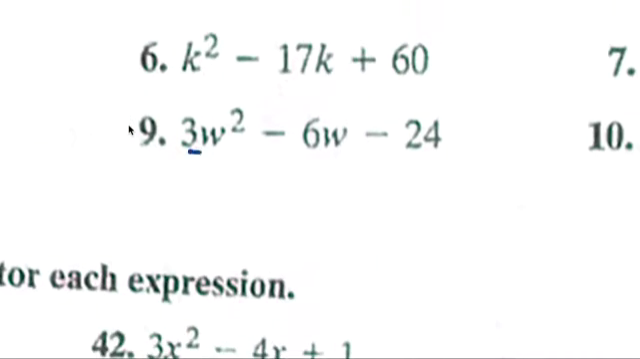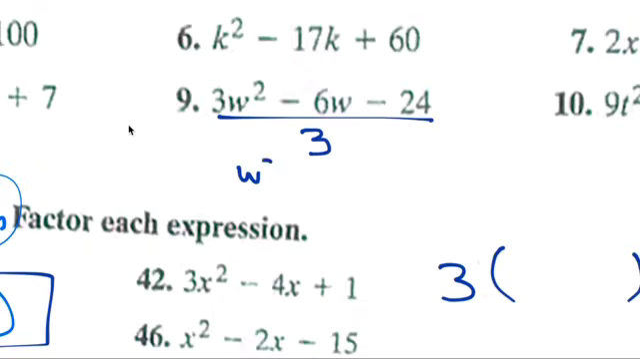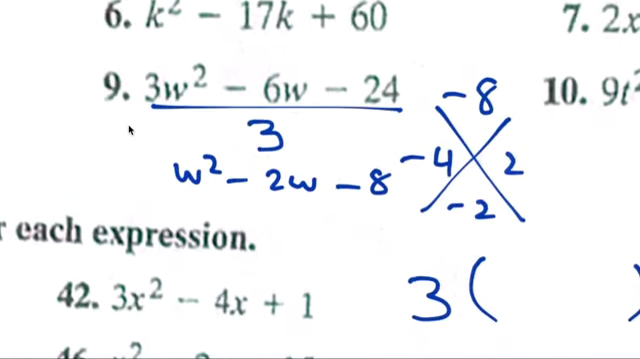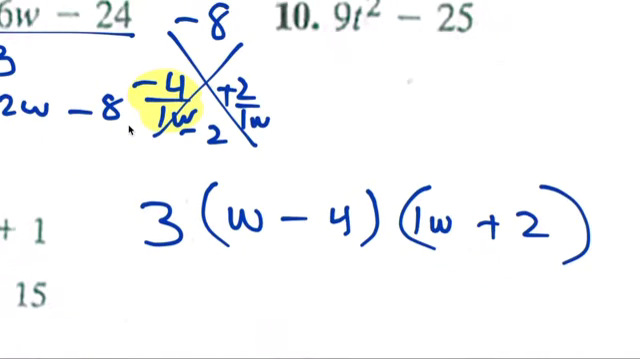Make sure you factor out this one first by 3. So your answer is going to be 3 and whatever. So that is w squared minus 2w minus 8, negative 8 and negative 2, 4, 2, like that. So divided by 1, 1w, 1w. So your answer is 1w, or w minus 4 for this one. And this is a plus 2 right here, so 1w plus 2, or just w plus 2.